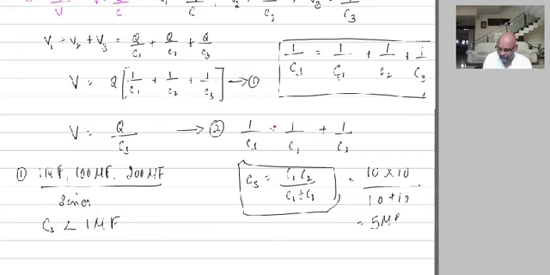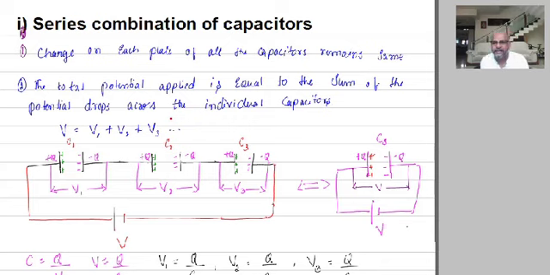So I repeat again, the capacitors are said to be connected in series if they are connected end to end such that the magnitude of the charge on each plate of all the capacitors remains the same. The total potential drop is equal to the sum of the potential drops across the individual capacitors, and V is equal to V1 plus V2 plus V3. You can now understand what V1, V2 and V3 are and what V is. V is the total potential applied. V1, V2 and V3 are the potential drops across the individual capacitors.